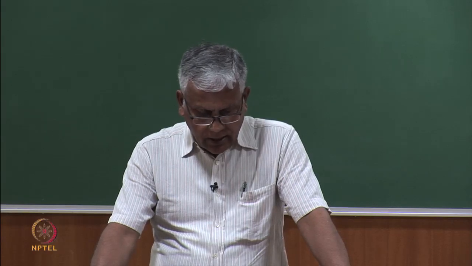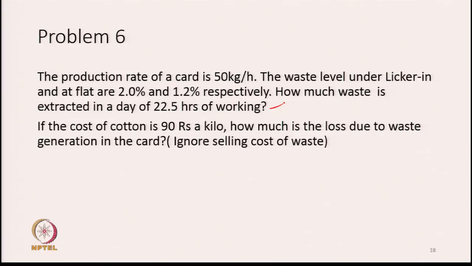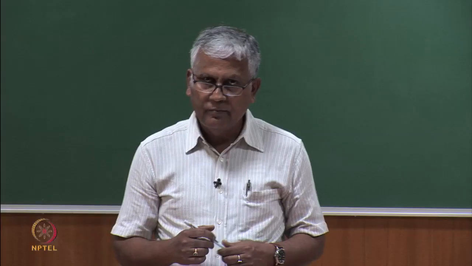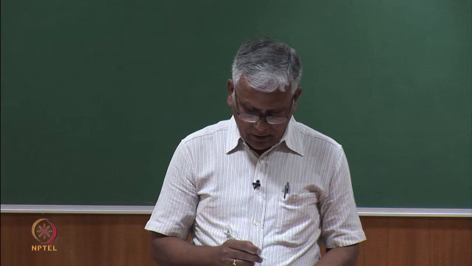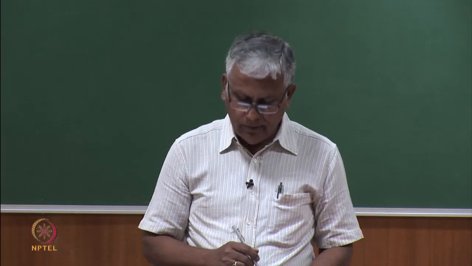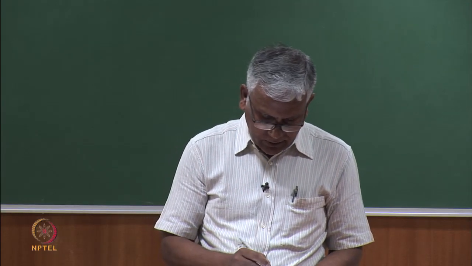The card production rate has been given, the waste generated at two different places are also given. The time of working in a single day also has been given. How to find out how much waste we create or the machine is creating in the whole day. Whole day means not 24 hours, but 22.5 hours.